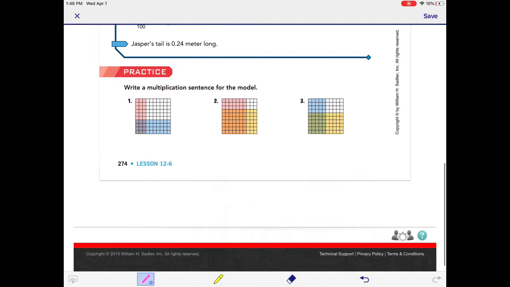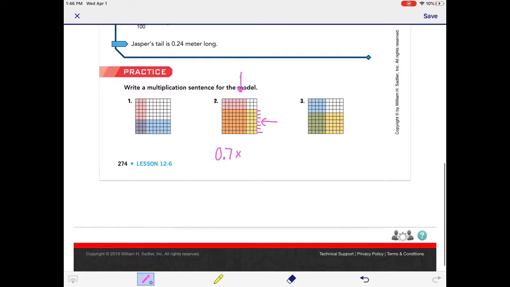Let's do a couple more and make sure you've really got this. Okay, let's do number 2. Let's first look horizontally. What do we have here? We have 1, 2, 3, 4, 5, 6, 7. 7 what? 7 tenths. Each bar is a tenth. So we've got 7 tenths for our first factor. Where do we find our second factor? We find our second factor right here, vertically.